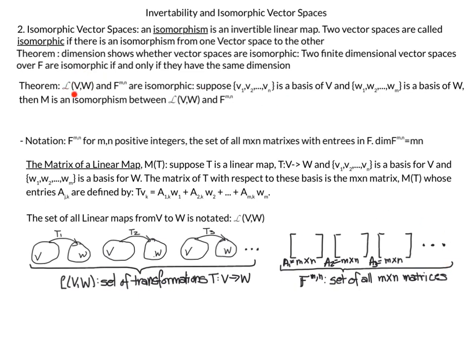So we have the set of linear transformations, we have the set of our m by n matrices, and we're saying M, that's this matrix here, is an isomorphism between our set of linear operations and our matrices. So I'm just going to write that here. This M, this matrix here, well actually it's not the matrix, it's the mapping that takes this linear map and produces a matrix, is an isomorphism between our linear maps and our set of all matrices.